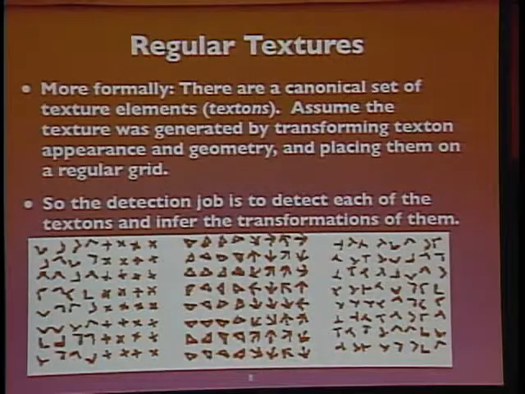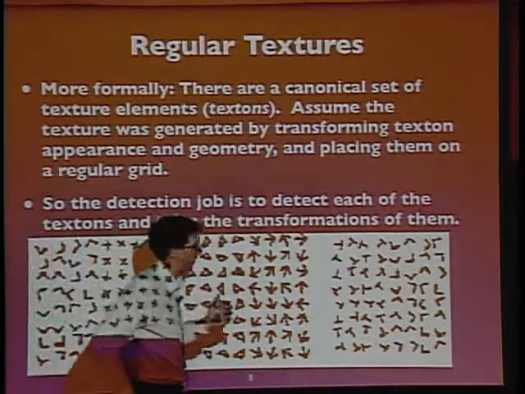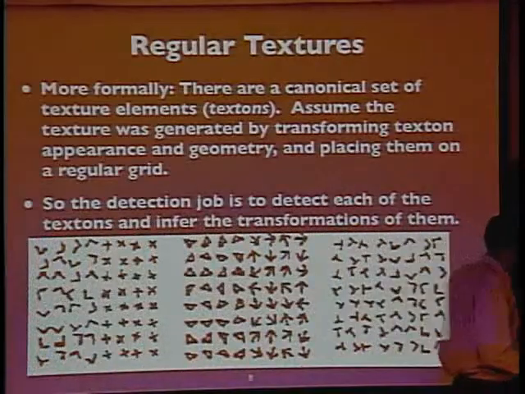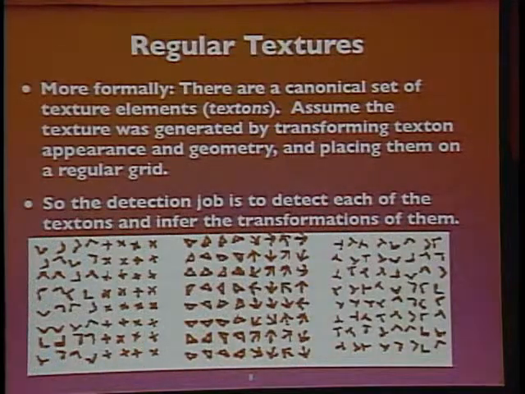Okay, but let's talk about regular textures and how they are dealt with typically. So more formally, what we do when we talk about regular textures is we consider something like an alphabet of texture elements. Now, each one of these texture elements is called a texton. So you can think about your set of textons as being your set of letters.